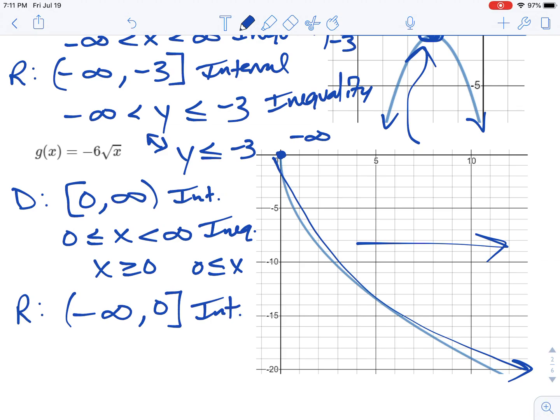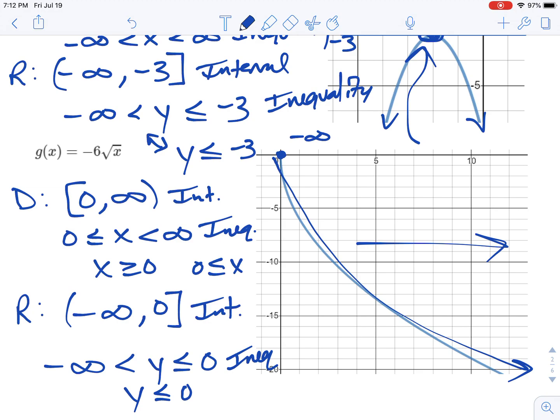Then inequality notation, very similarly, like this. Again, you can simplify this, though. You could just say y is less than or equal to 0. That's how you'd show all the possible range values for this function.